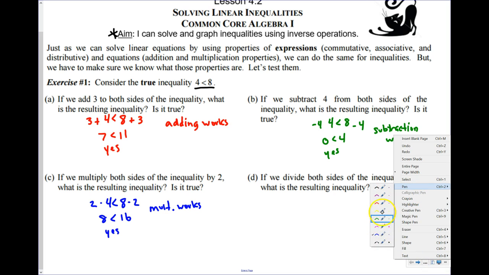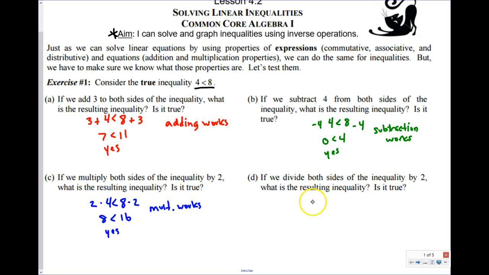And finally, let's try division. If we divide both sides by 2. So 4 less than 8. Let's divide both sides by 2. 4 divided by 2 is 2. 8 divided by 2 is 4. Is 2 still less than 4? Yes. So adding, subtracting, multiplying, and dividing all work the same way as with equations, adding and subtracting, multiplying, and dividing on both sides.